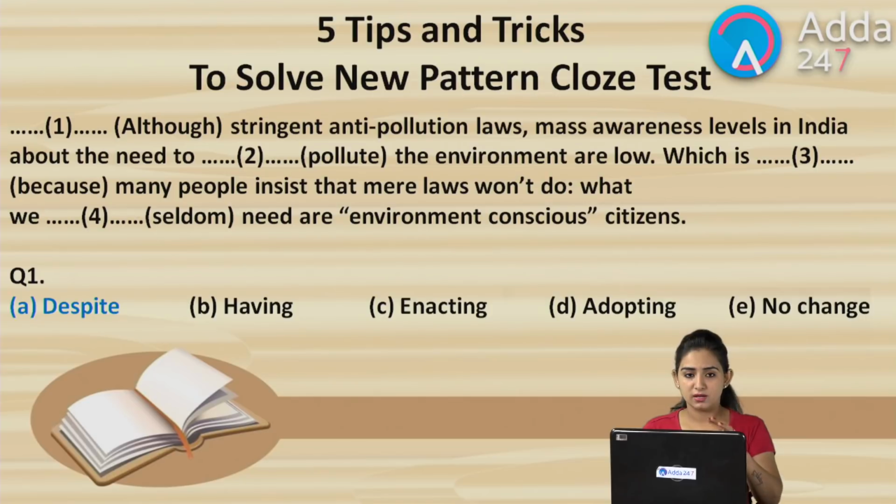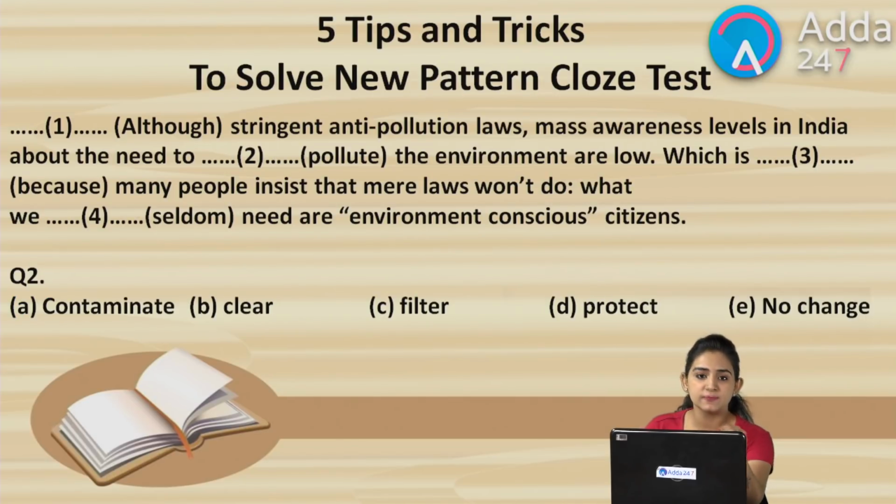Now let's move on to the next blank, and it says contaminate, clear, filter, protect or no change. What we need to do. Mass awareness levels in India about the need to pollute the environment. Are we going to pollute the environment? No, we are not going to pollute the environment. Again, are we going to contaminate it? Contaminate again means pollute. So we do not contaminate or we do not pollute it.